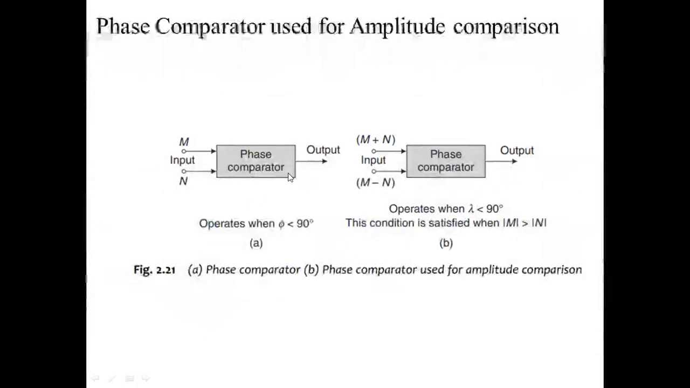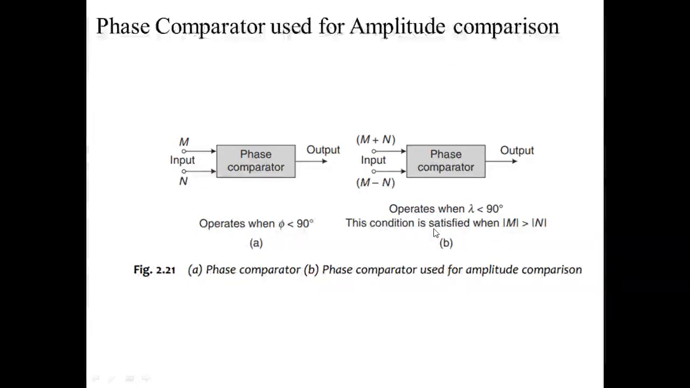So in figure A, it is your phase comparator, the first block diagram. In that case, the first block represents a phase comparator with two input quantities, M and N, and lastly your output. M is your operating quantity and N is your restraining quantity. And figure B is a phase comparator used for amplitude comparison. In that case, M plus N is your operating quantity and M minus N is your restraining quantity, and here is the output.